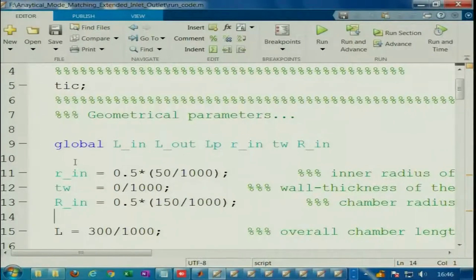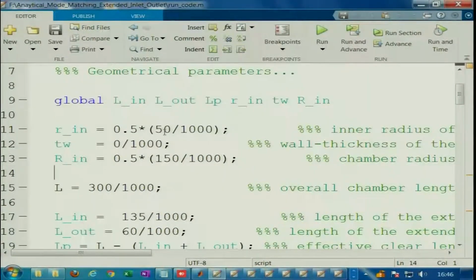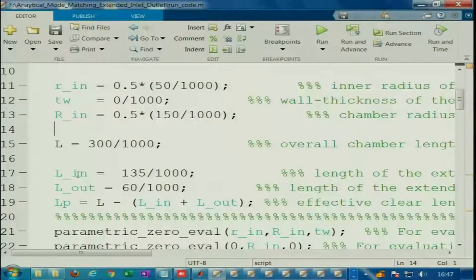I will go through these parameters and values later, but let us understand the symbolic conventions. L is the length of the chamber, L underscore in is the length of the extension at the inlet, L underscore out is the length of the extension at the outlet, and this is the end to end length, that is LP.